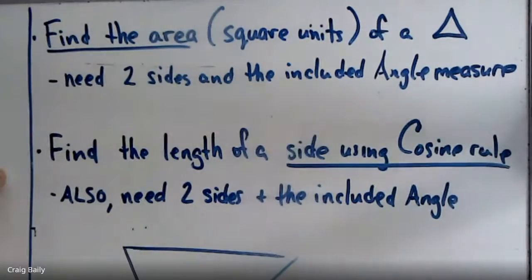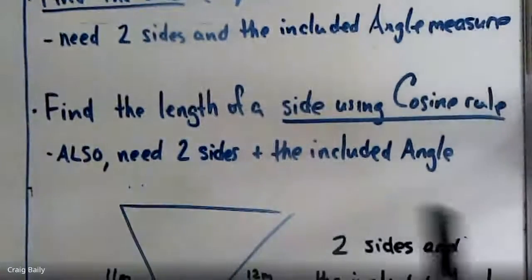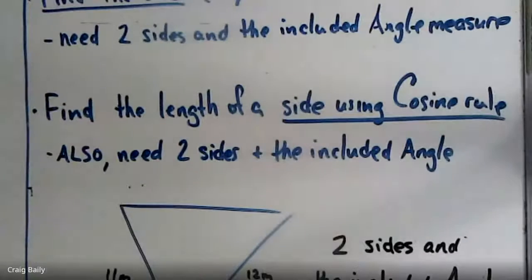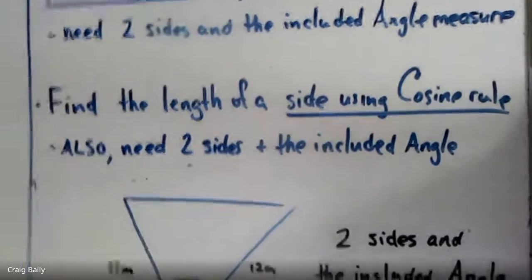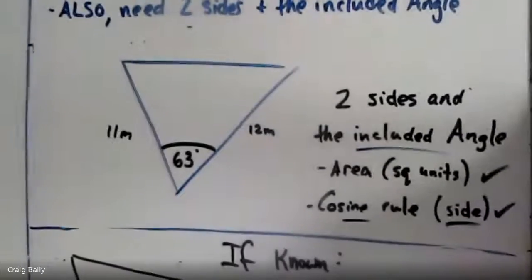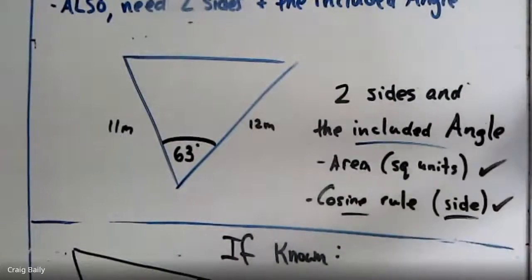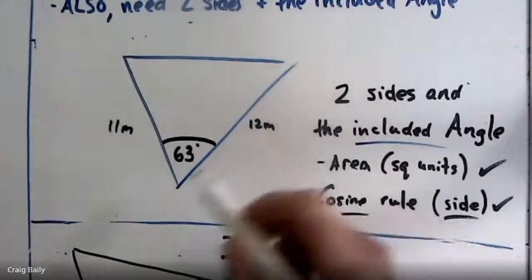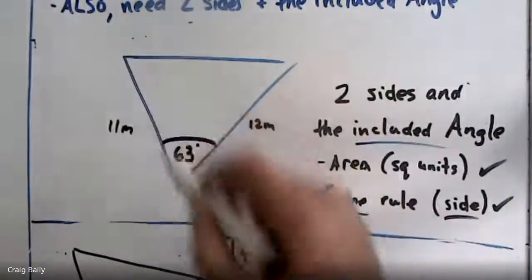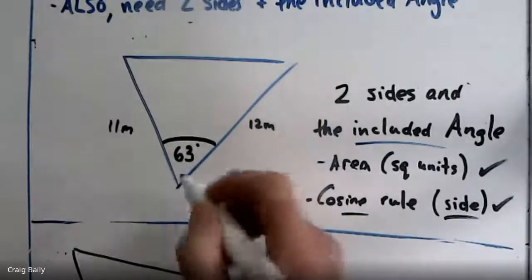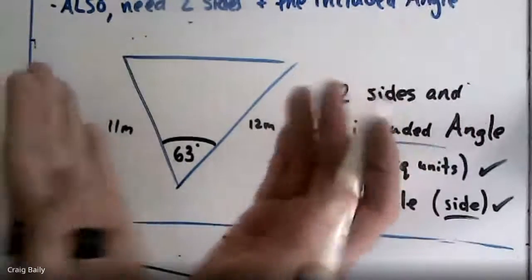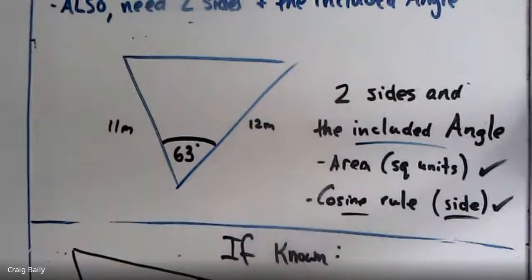Same thing goes if you want to find the length of a side of a triangle and you want to use the cosine rule: you're going to need to know two sides and the included angle. What I mean by that, let's look at this diagram here. I know the lengths of two sides, the 12 and the 11. I also know the measure of one angle. And since that angle is in between the two sides that I know, we say that that's the included angle.